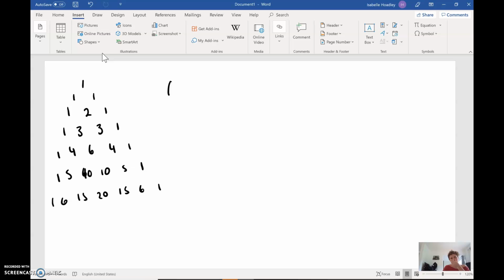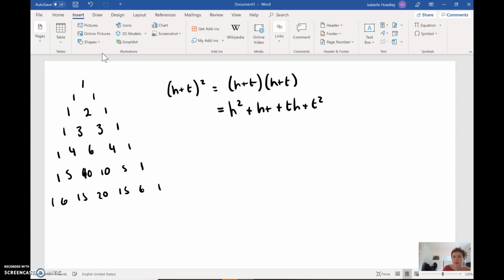Okay, so say we want to expand, because we're talking about heads and tails, (h + t) all squared. Now, you could FOIL it, and you'd get h squared plus ht plus th plus t squared, or h squared plus 2 lots of ht plus t squared. 1, 2, 1. 1, 2, 1, same as in Pascal's triangle.